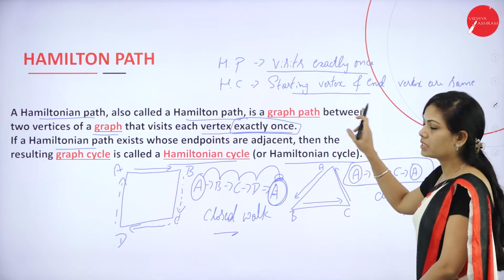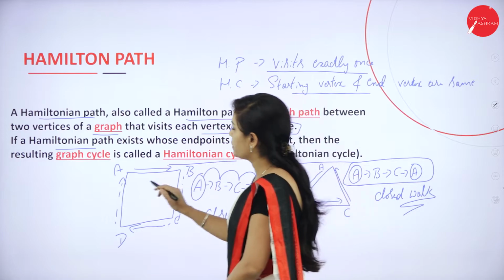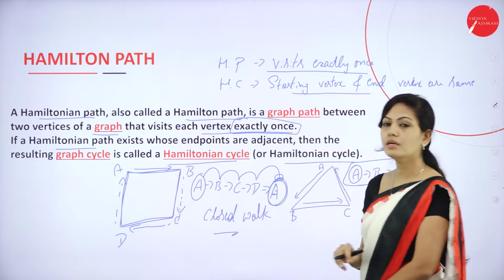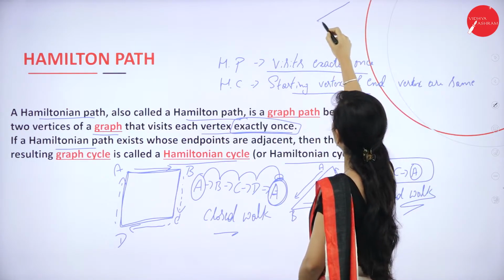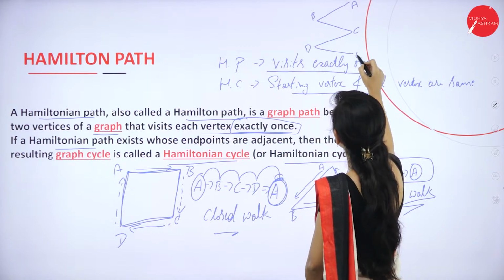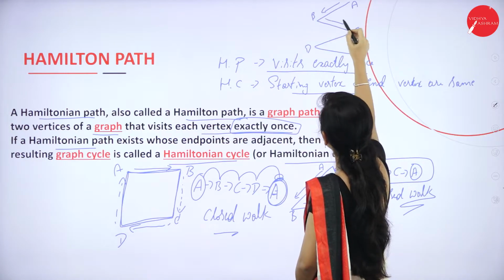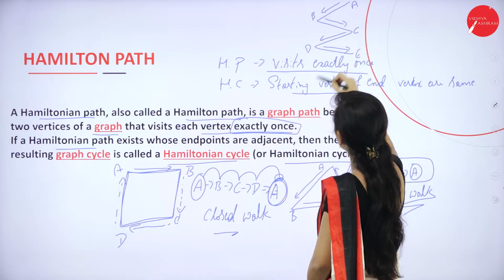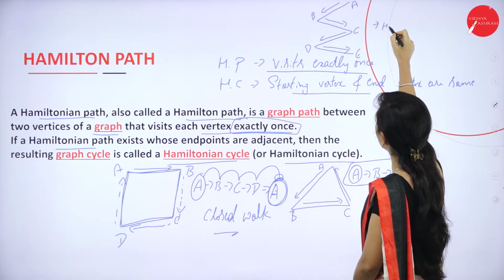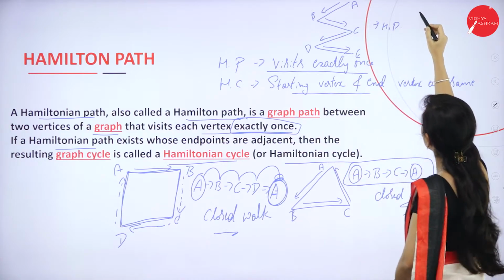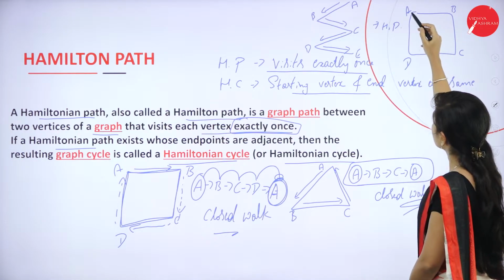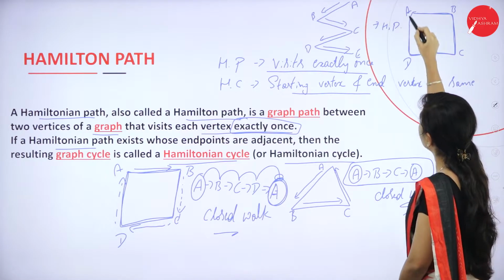This is considered a Hamilton circuit. And Hamilton path means visiting each and every vertex exactly once. So one more example I'll write: A, B, C, D, E. So A to B, B to C, C to D, D to E. So here each vertex is visited exactly once. This is an example for a Hamilton path. Clear? And this is an example for a Hamilton circuit: A, B, C, D. So the starting point and ending point should be the same.